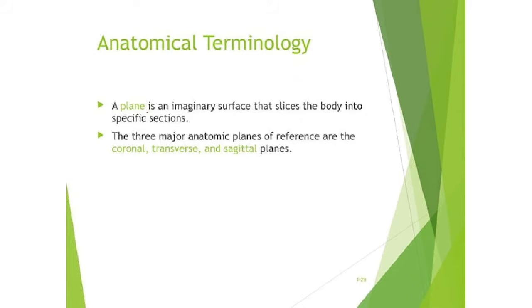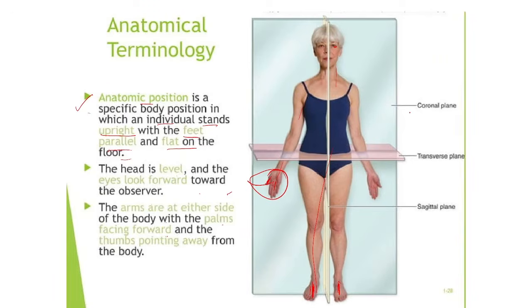Next one, what is meant by a plane? A plane is an imaginary surface that slices the body into specific sections. Here you can see this is the coronal plane, this is the transverse plane, this is the sagittal plane. Actually we are not cutting the person, we are making imaginary lines. We are cutting through the center of the person's head. This is the sagittal plane. It will separate the body into two parts, right and left.